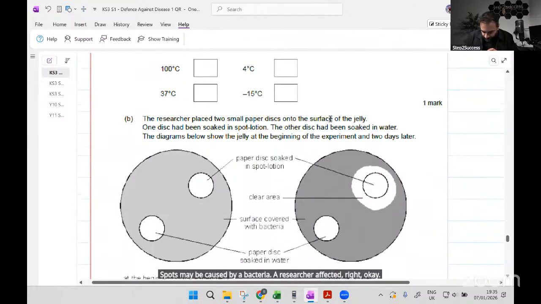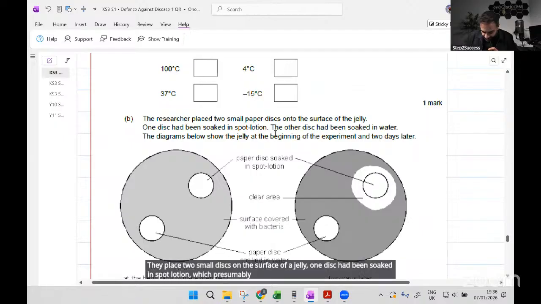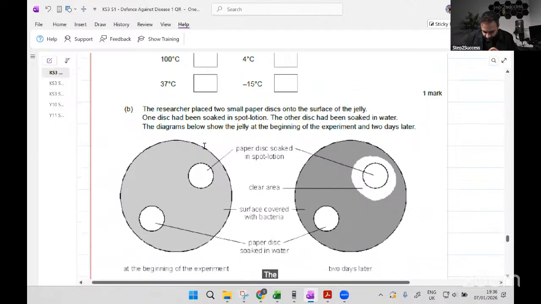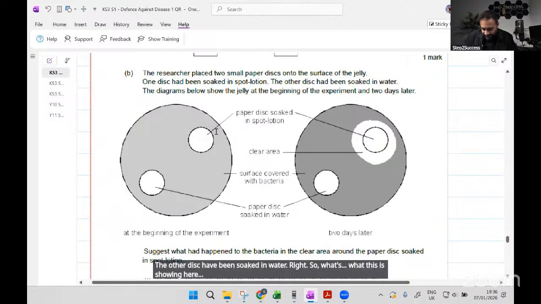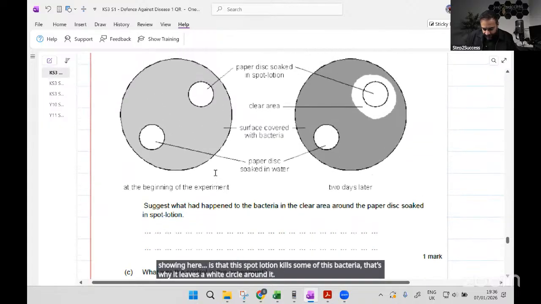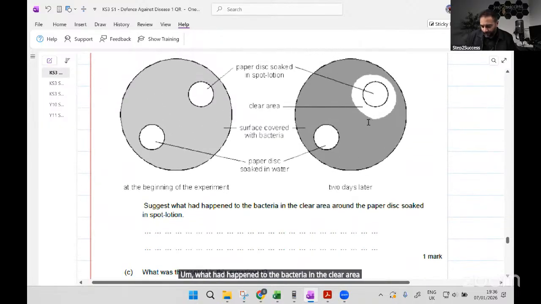They placed two small discs on the surface of the jelly. One disc had been soaked in spot lotion, which presumably kills some bacteria. The other disc had been soaked in water. Right. So, what this is showing here is that this spot lotion kills some of this bacteria. That's why it leaves a white circle around it. What had happened to the bacteria in the clear area? It had been killed. That's what you want to say there.